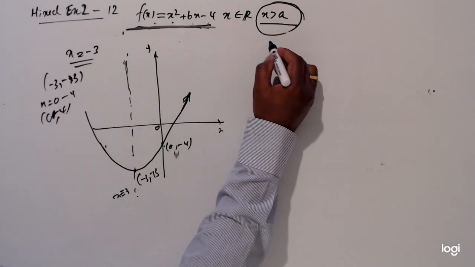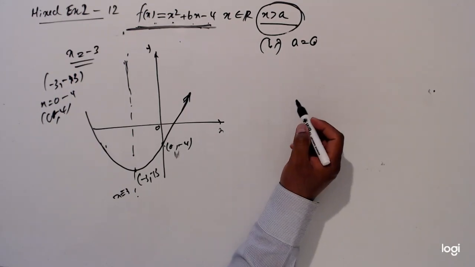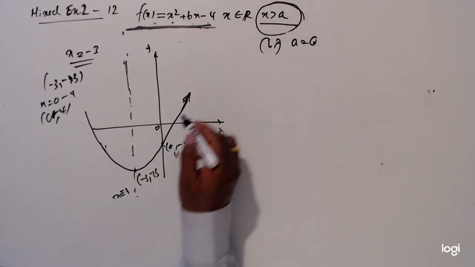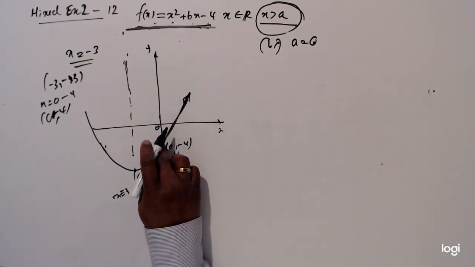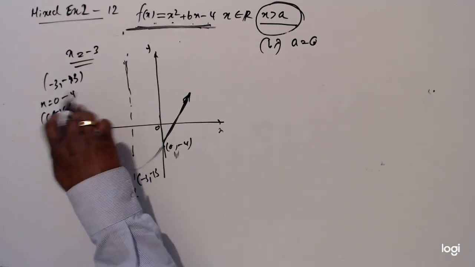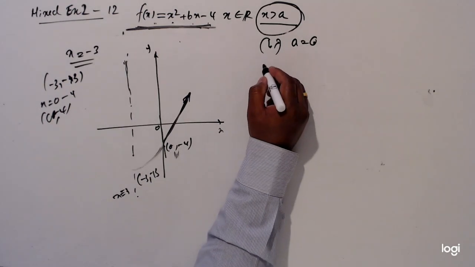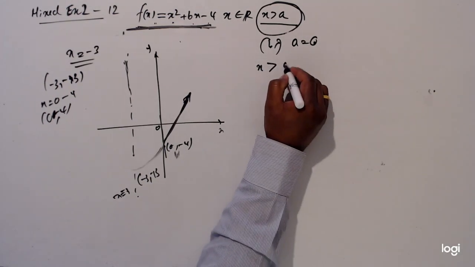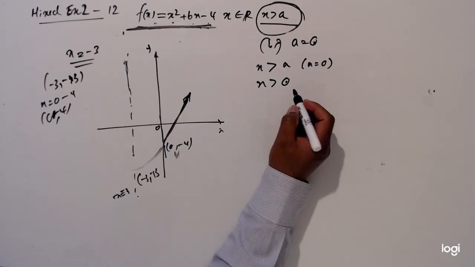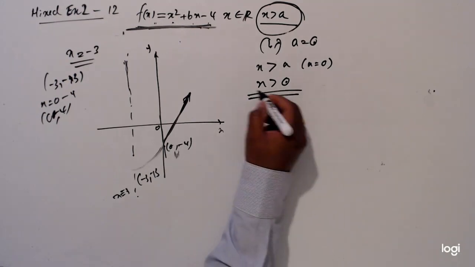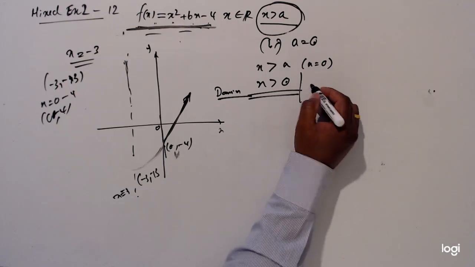Now part B, the a value is 0. It means we want to consider the graph from here. This is the part we need, so we don't want to bother with this area. Now the domain is x greater than a. Now we take a equals 0, so x greater than 0. So this is the domain of f x.